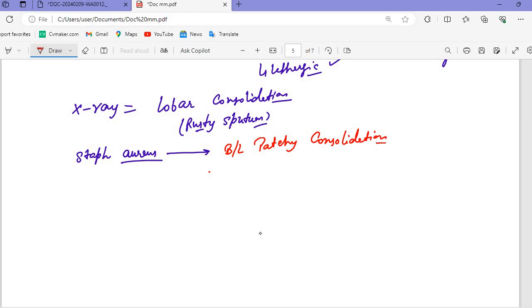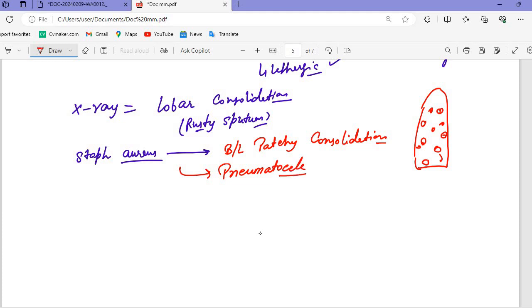If I am saying, this is my lungs, on both sides we will see patchy consolidations like this. All will look like white patches. Along with that, you can see the pneumatocele. What is a pneumatocele? Pneumo means air, cele means space. That's why you call it an air-filled space.